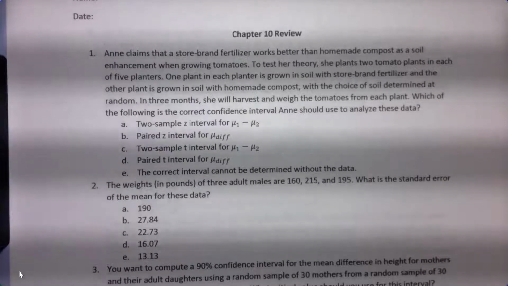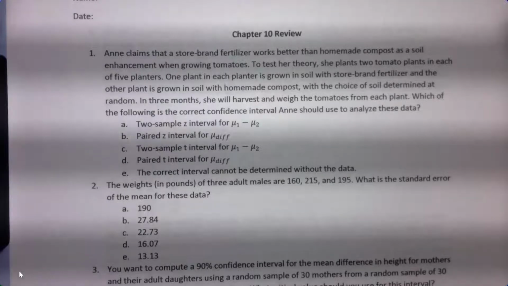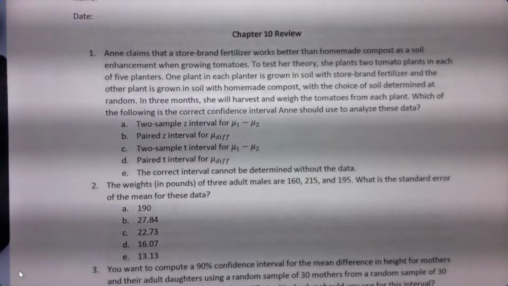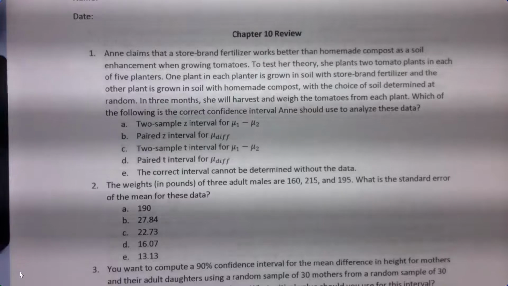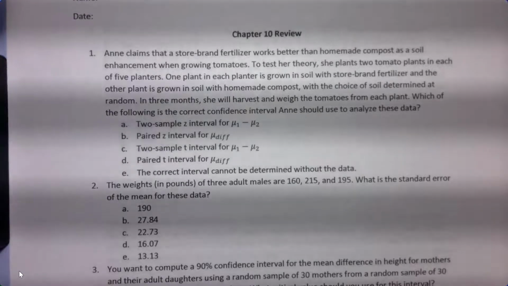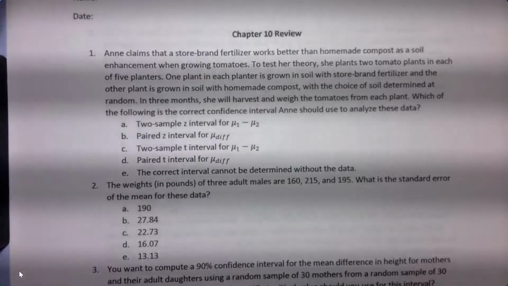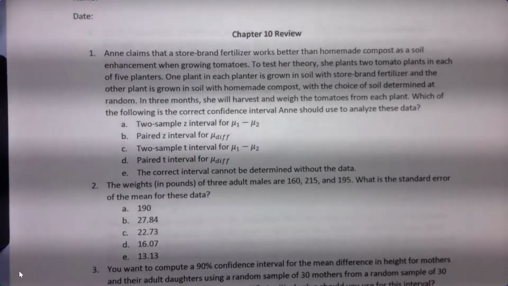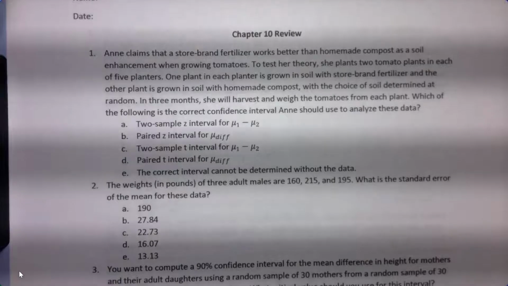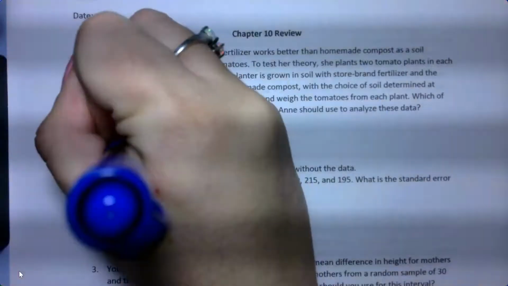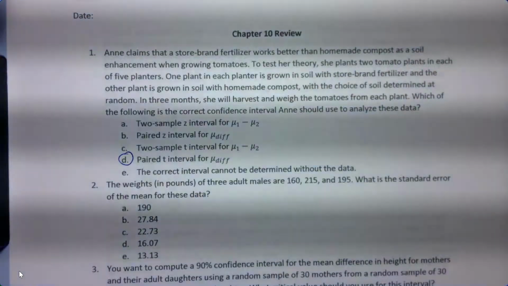I have a 2-sample Z interval, a paired Z interval, a 2-sample T interval, a paired T interval, and then the correct interval cannot be determined without the data. Because I am putting 2 plants in the same planter with different soils, this one is pairing them. And because we are looking for quantitative variables, this one is a T interval. So this answer here is D.